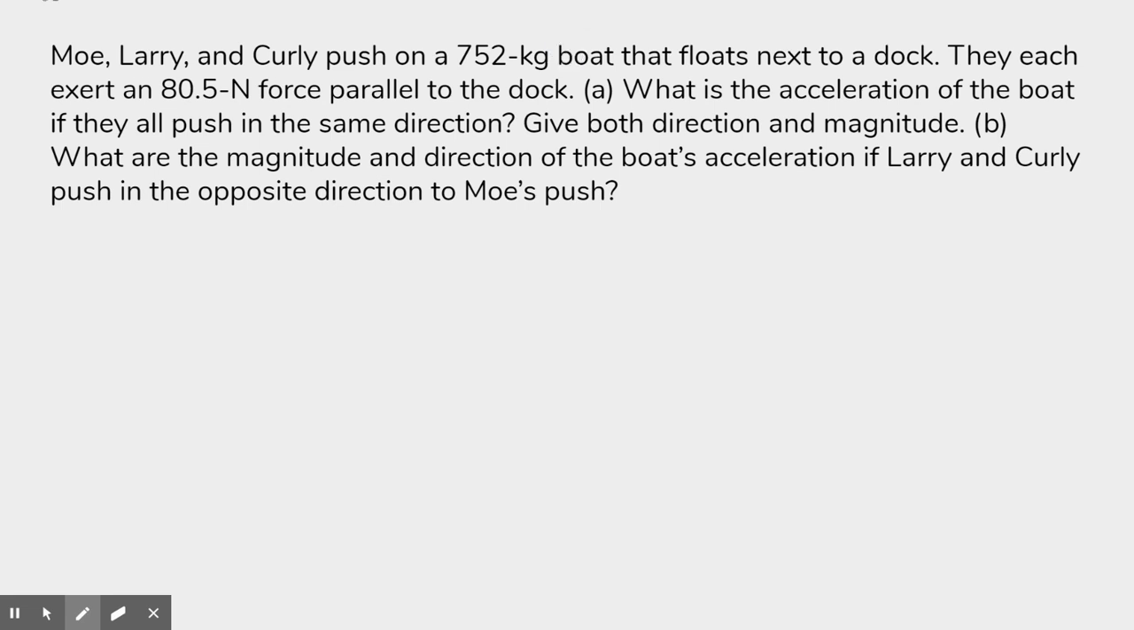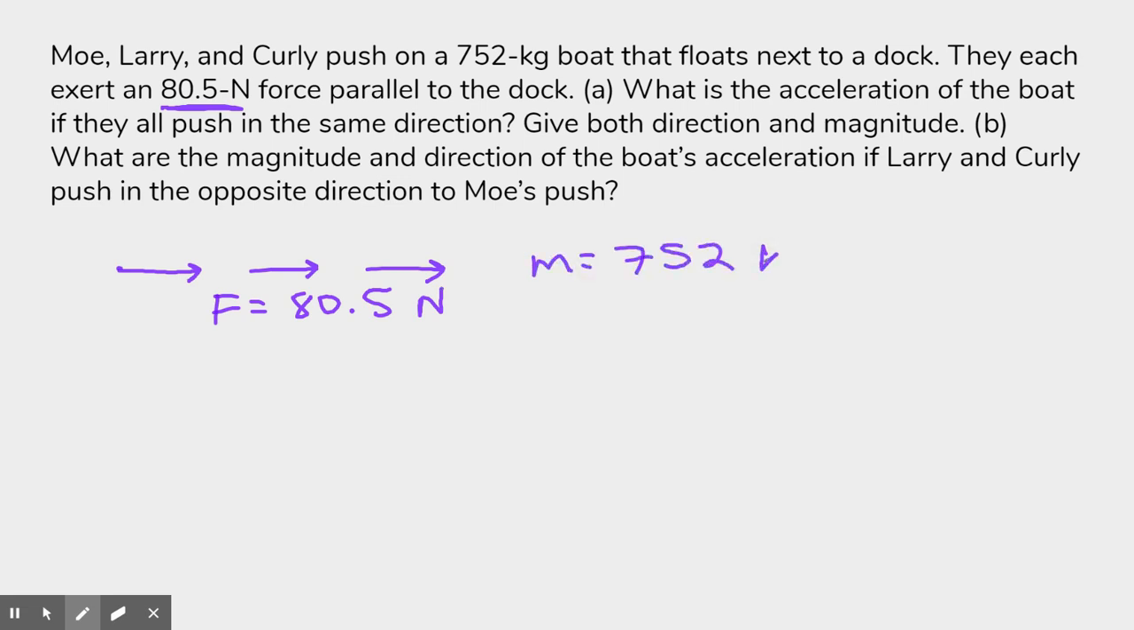Okay. So I know that I have three forces and they're all going, we're just going to say in the x direction. And I'm choosing the positive x direction because I see up here that I have a positive force. So I have three of them. Those arrows are obviously not the same size, but I tried my best to make them the same size. So each of these has a force of 80.5 newtons. And we know that the total mass is 752 kilograms.